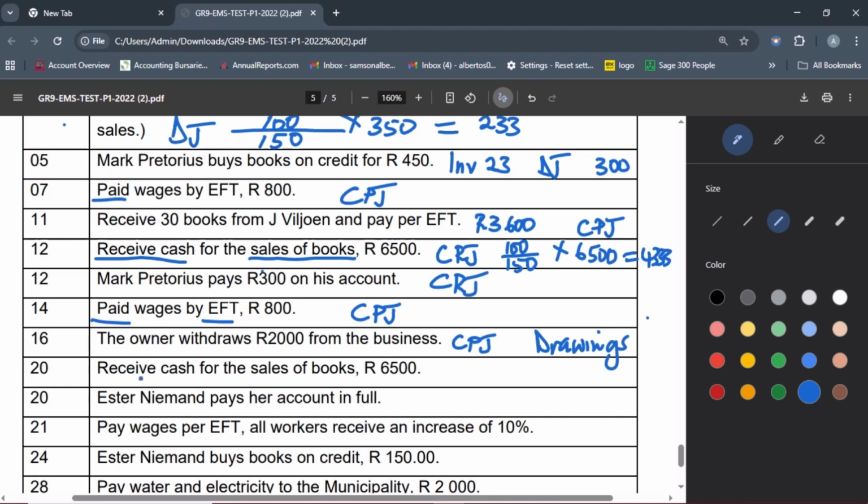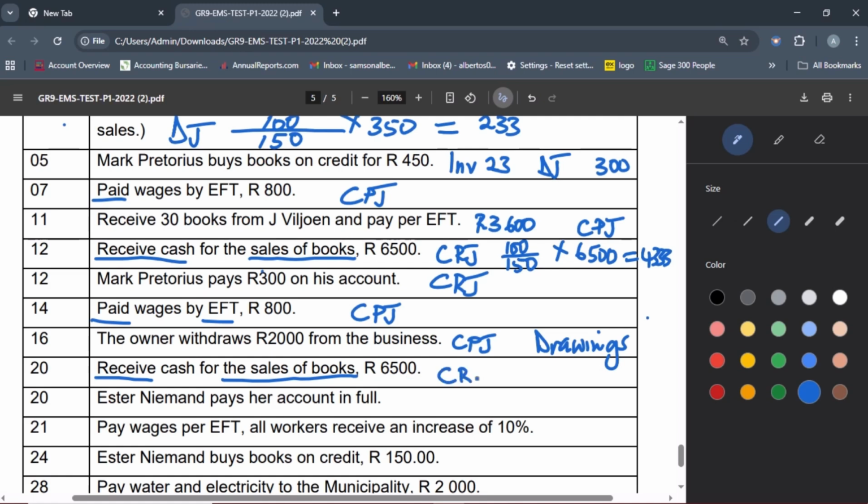Day 20, receive cash of the sales of books 6,500. Okay, it's the same as day 12. So you are receiving cash, and for what? Selling of books, amount still 6,500.